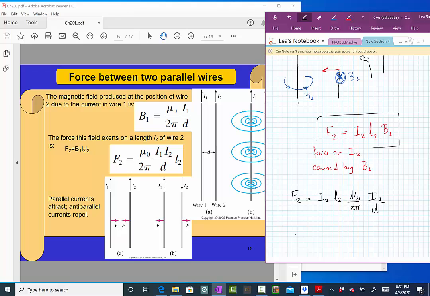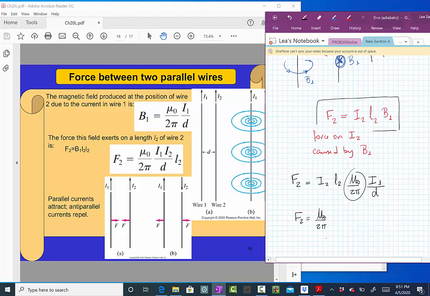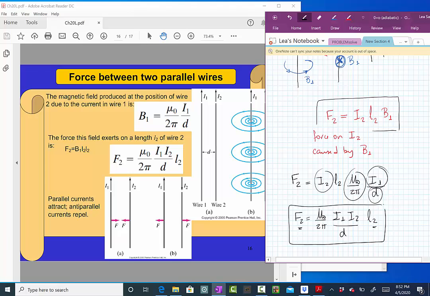So the force 2, I'm going to rewrite it as you see in the slide. This force 2 is this constant here. What else do we have? We have both currents, no? You see, both currents are showing up, so I1 and I2. What else do we have? This distance between the two wires. And then finally the length of what? Of the wire 2, because we are studying the force on the wire 2 caused by the magnetic field B1.